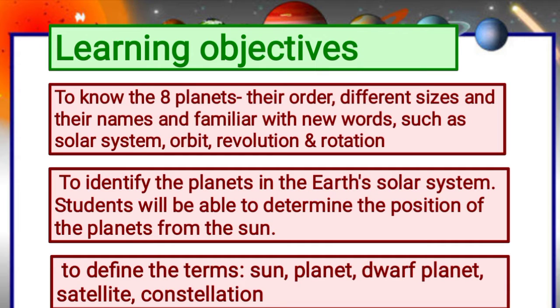This lesson will help you to know the 8 planets, their order, different sizes, their names, and become familiar with new words such as solar system, orbit, revolution, and rotation. And to identify the planets in Earth's solar system and to determine the position of the planet from the sun and to define the terms like sun, planet, dwarf planet, satellite and constellation.